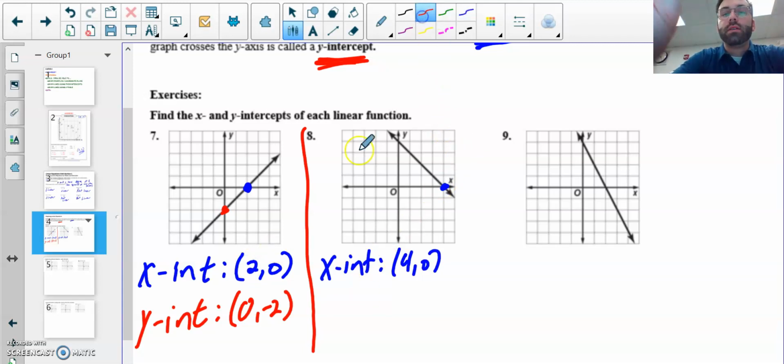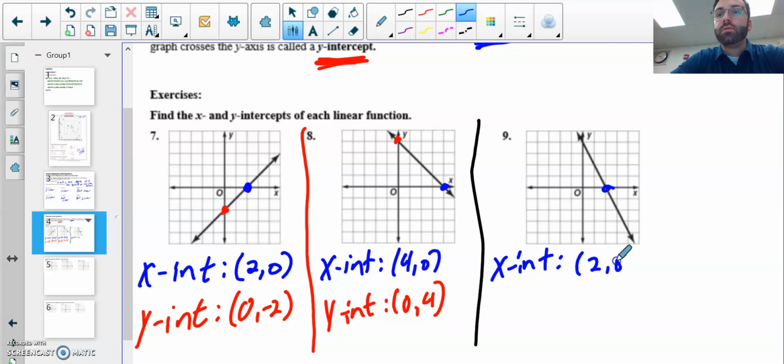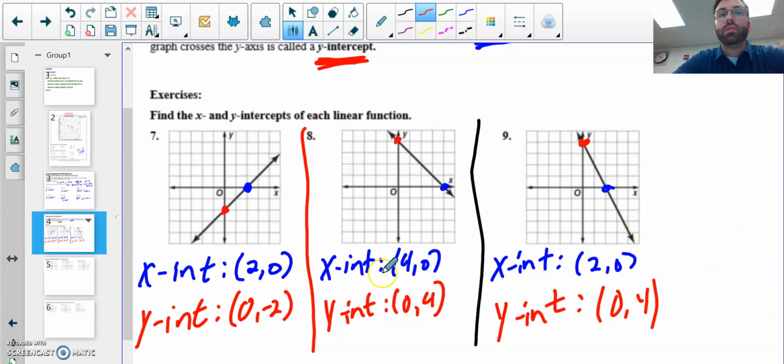The y-intercept is going to be 1, 2, 3, 4 as well. Remember, it's 0, 4. Last one: the x-intercept is 2 comma 0. The y-intercept is 0, 4. Again, 0, 4.